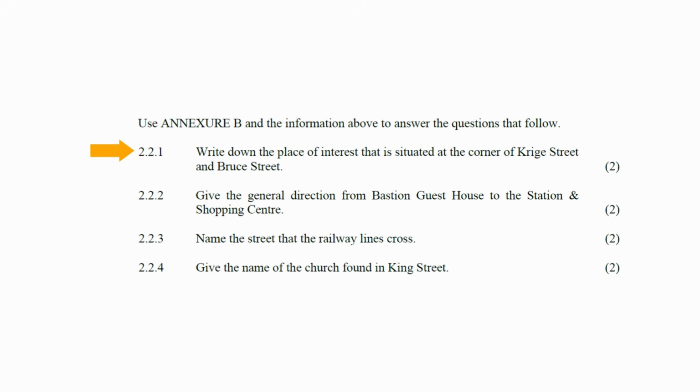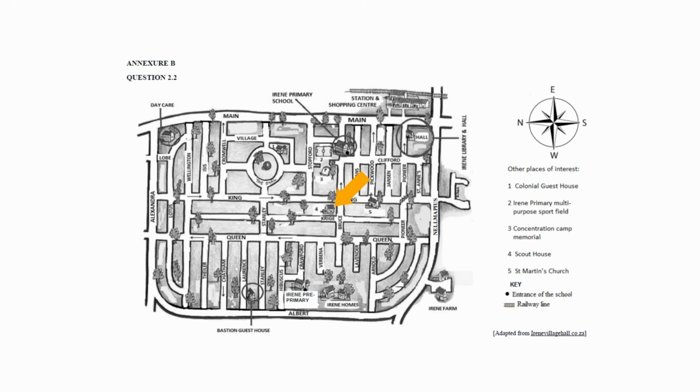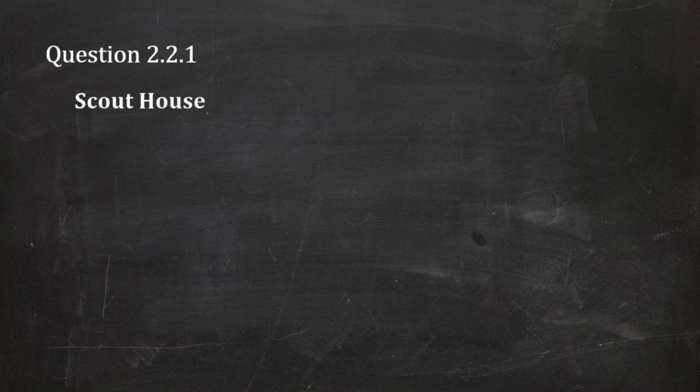In question 2.2.1, you are instructed to write down the place of interest that is situated at the corner of Krieger Street and Bruce Street. On the corner of these two streets, there is a building that is allocated as number 4. From the list of other places of interest, this place is known as the Scout House.